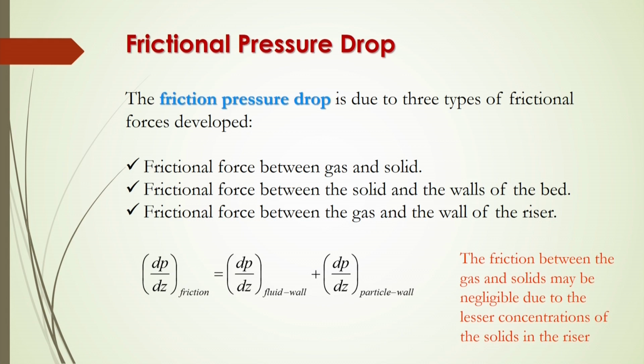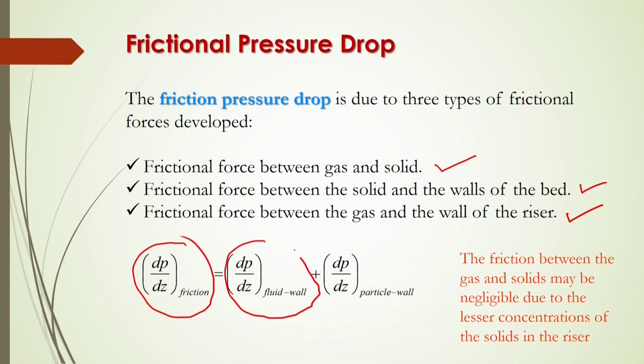Now, there are three types of frictional force developed generally: the frictional force between gas and solid, the frictional force between the solid and the walls of the bed, and the frictional force between gas and the wall of the bed. Now, this frictional pressure drop will be equal to the frictional pressure drop between fluid and wall and the frictional pressure drop between particle and wall.